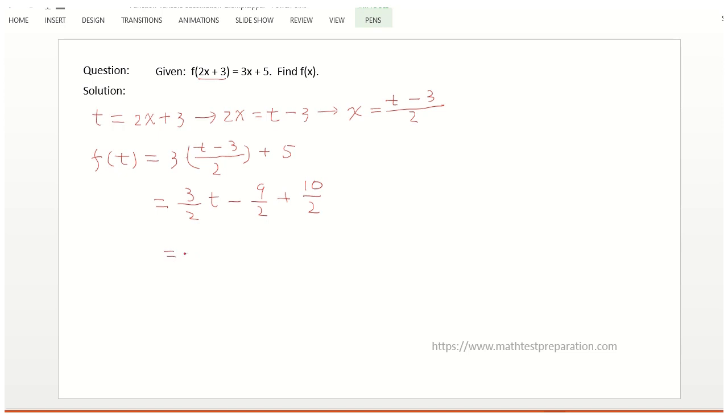This equals half of 3 times t. Negative half of 9 plus positive half of 10 is positive half.